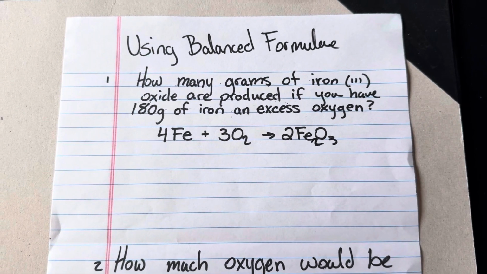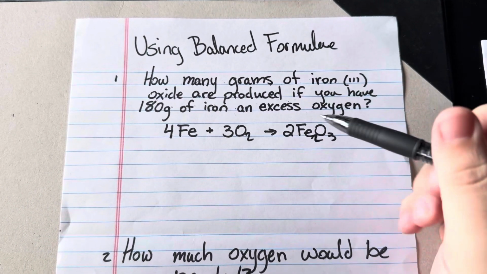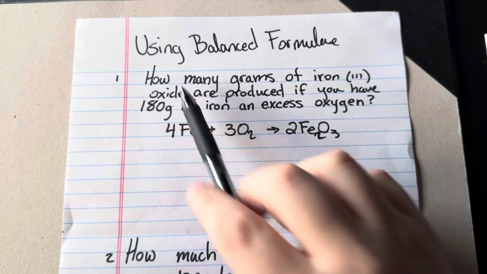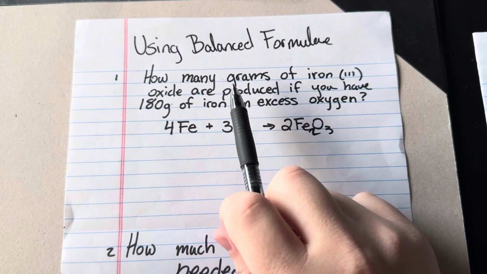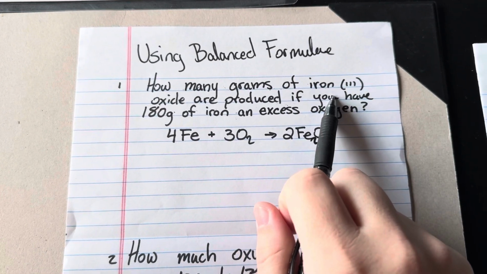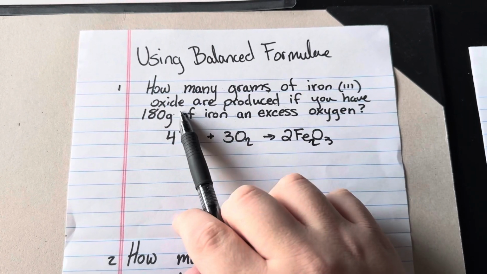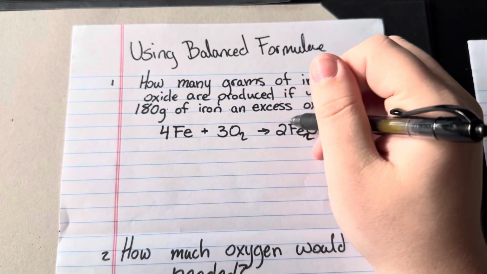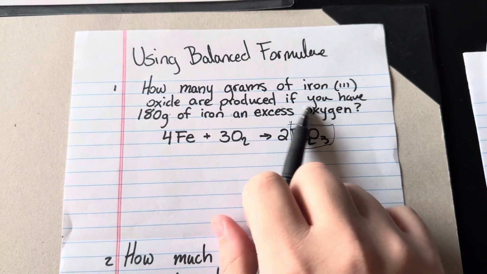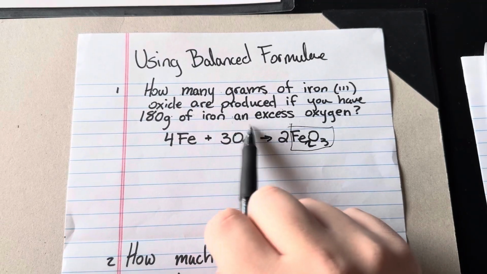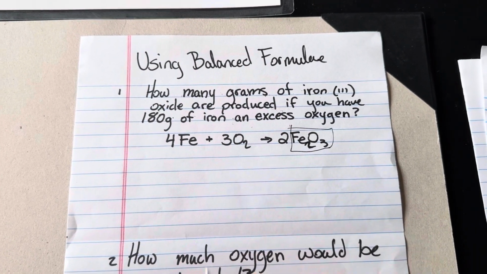Okay, so now we have a different type of problem. This one, we're going to use the balanced formula to figure out this conversion from grams of iron to iron oxide. So if I have 180 grams of iron, we don't care about the oxygen in this case.